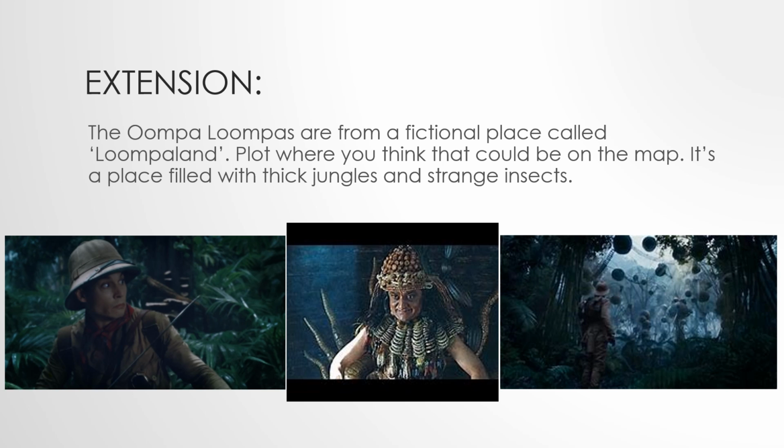Here I've put a picture of Willy Wonka going to find them in the thick jungle. This is an Oompa Loompa in his original kind of tribal outfit, looking pretty good. And these are the little houses that they had, all these kind of floating orbs up in the treetops. So really interesting. Have a think about where they could be from.